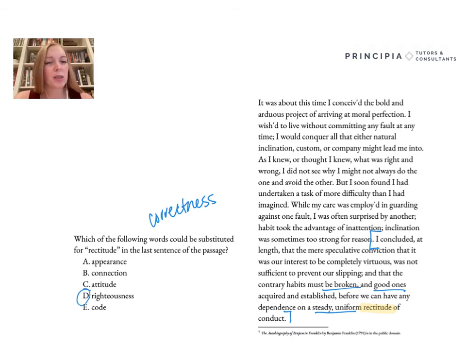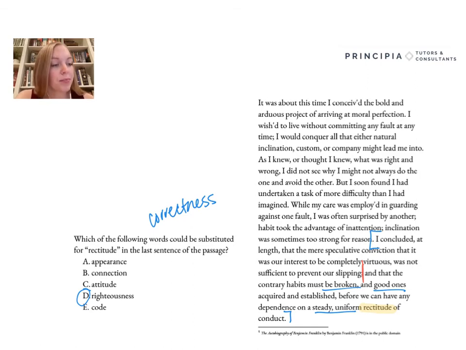Now, let's say that you really struggled with this sentence and couldn't quite figure out a good synonym for the word rectitude. Let's go ahead and try our backup strategy just in case that happened. So if I'm going to do that backup strategy, I'm going to check each answer choice, put it in for the word rectitude, and see if it fits. I'm going to start reading right here at the semicolon for each of these words.